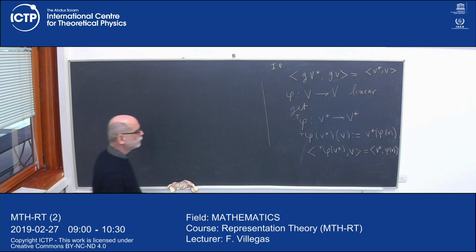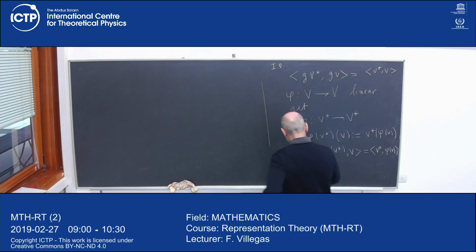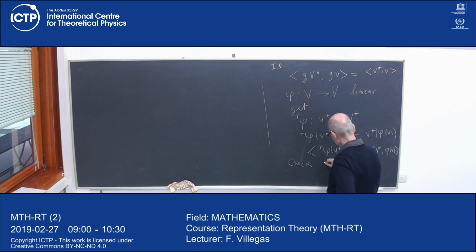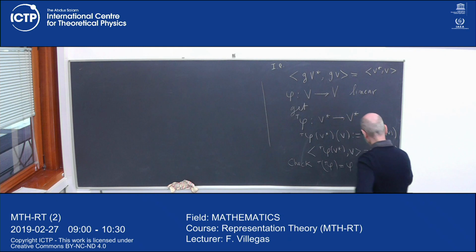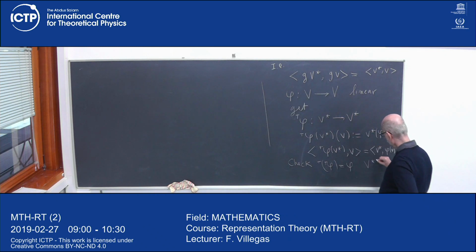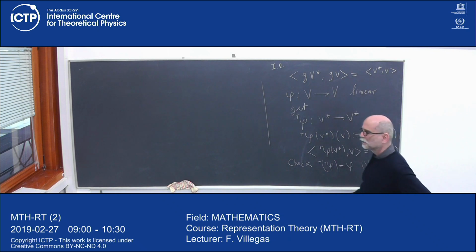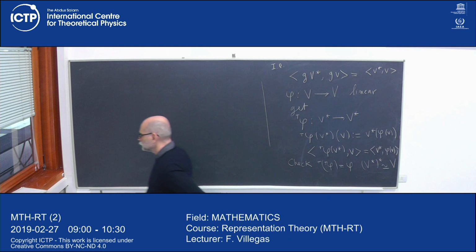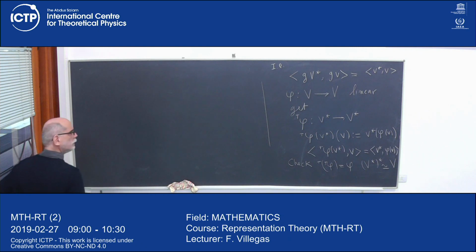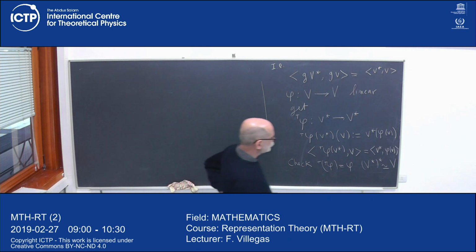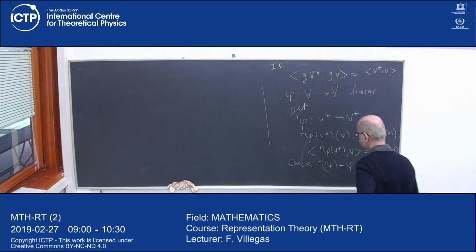And you can check that the transpose of the transpose is phi itself using the canonical isomorphism of the dual of the dual with V. So V and V dual are isomorphic but not canonically, but the dual of the dual is isomorphic to V in a canonical way.